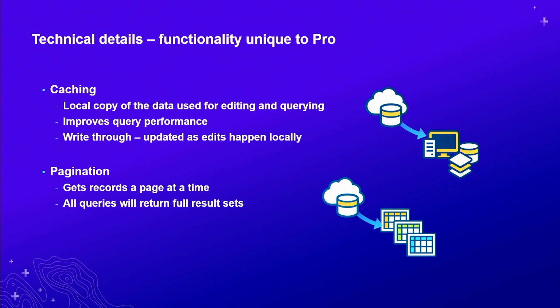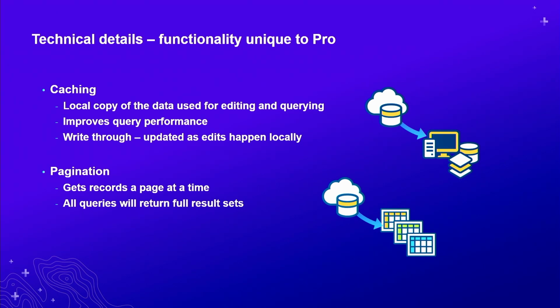Okay, so some more notes on unique feature service functionality. As a programmer, you don't need to worry about the cache, but it's good to know about it. We make a local copy of your data that lives for the duration of the Pro session. This data is used for both querying and editing to improve performance. It's a write-through cache, meaning that both the local cache in Pro and the service are updated as edits happen.